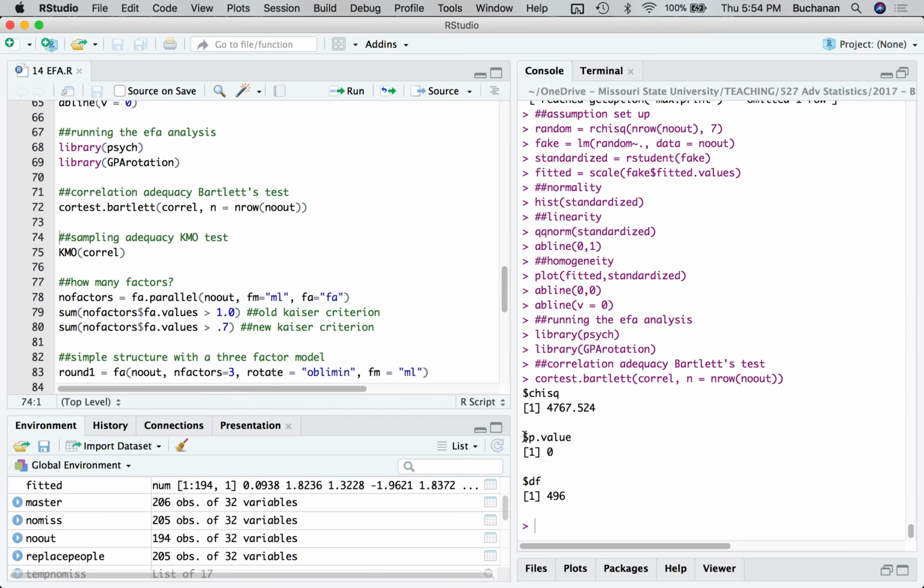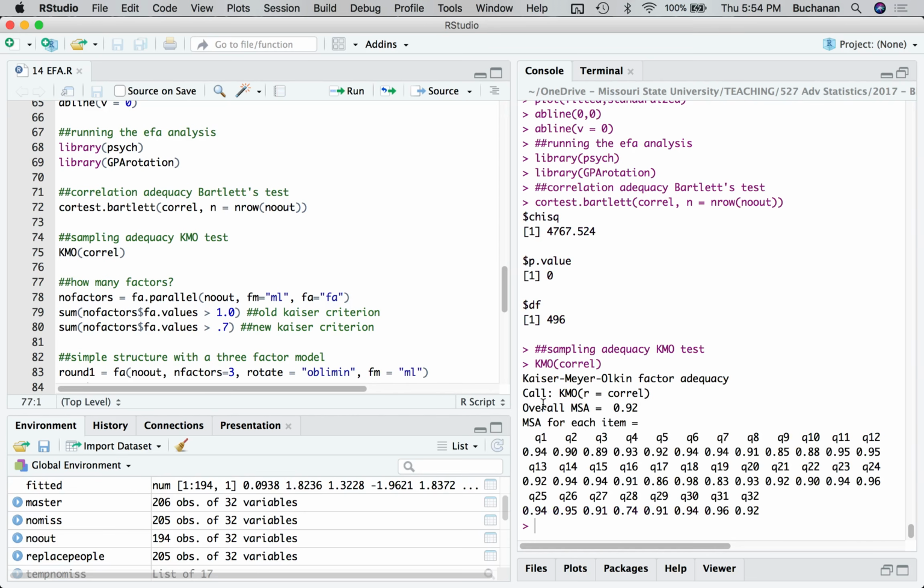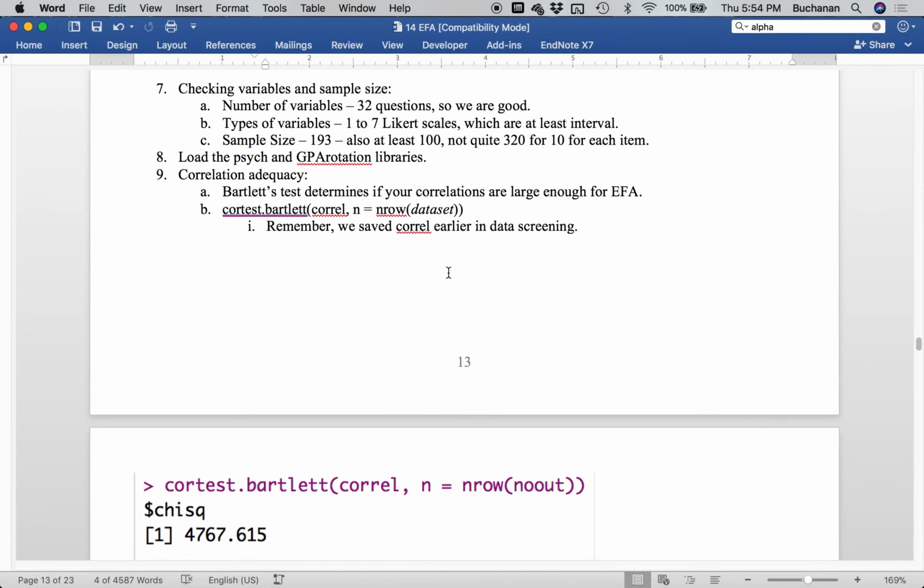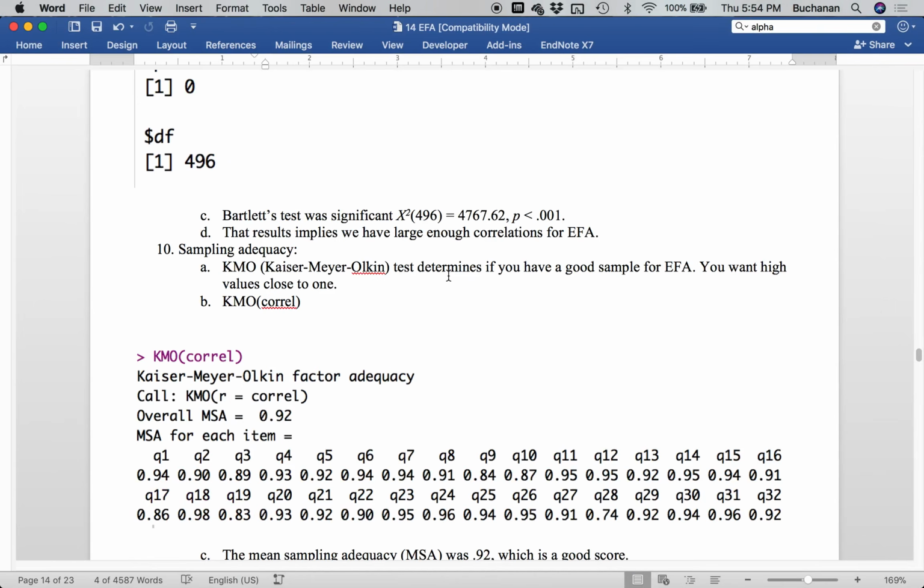So for this one, I find that it's a significant effect, which means that my correlations are large enough to continue. The way that we're going to check for sampling adequacy is to use the KMO function on the correlations that we ran earlier. And what we want to see is the overall mean sampling adequacy is at least 0.7. So the sampling adequacy is pretty good for all of these. It's all above 0.8. And then just like a global average is 0.92. So that implies that our sample and our correlations are probably large enough to run EFA.